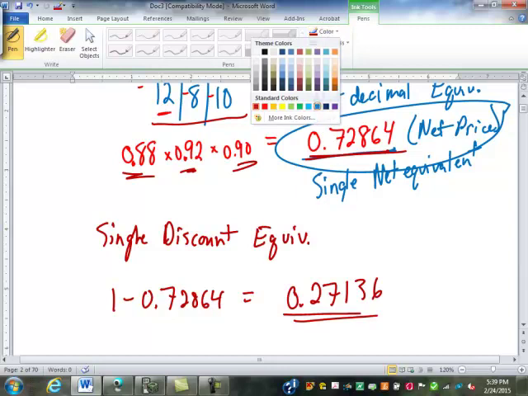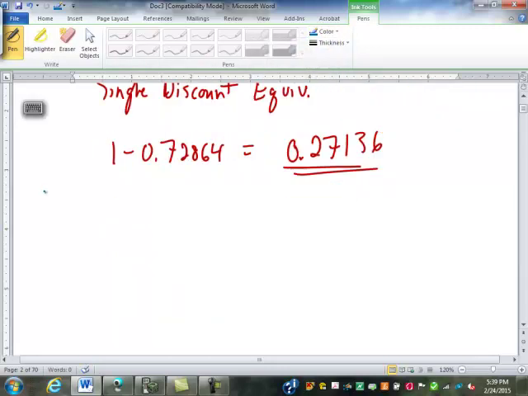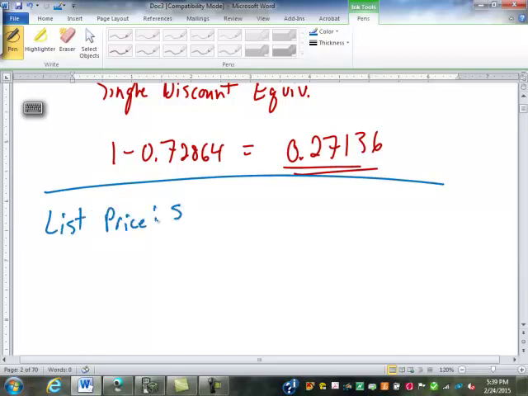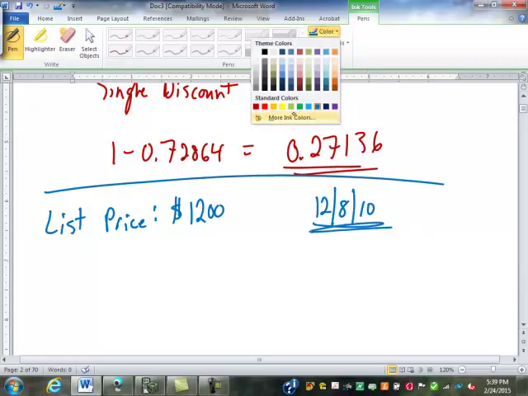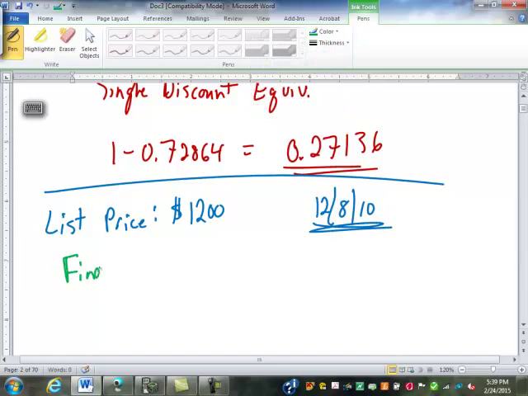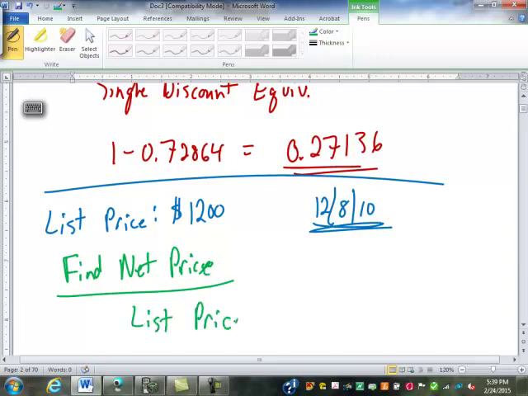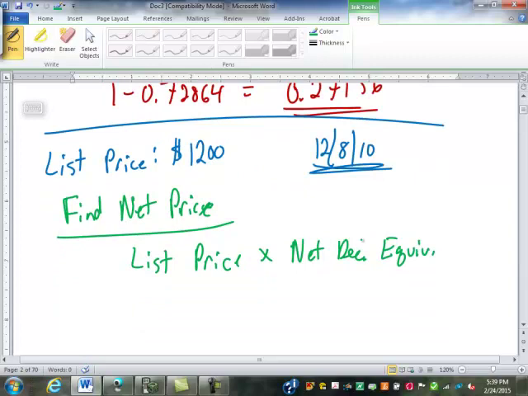What do those numbers mean? Well, let's take an example. Let's say you purchase items that have a list price of $1,200. And we had that 12, 8, 10 discount, just as we showed. To find the net price, we will take the list price times that single decimal equivalent, or net decimal equivalent, I should say. So that was the 0.72864.